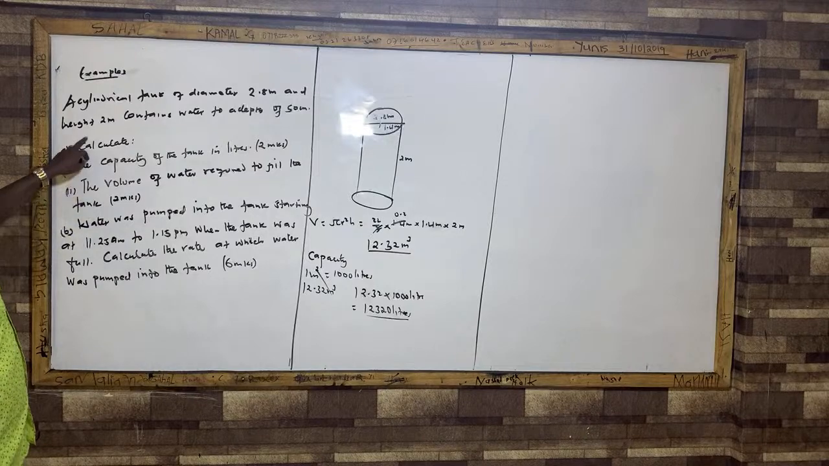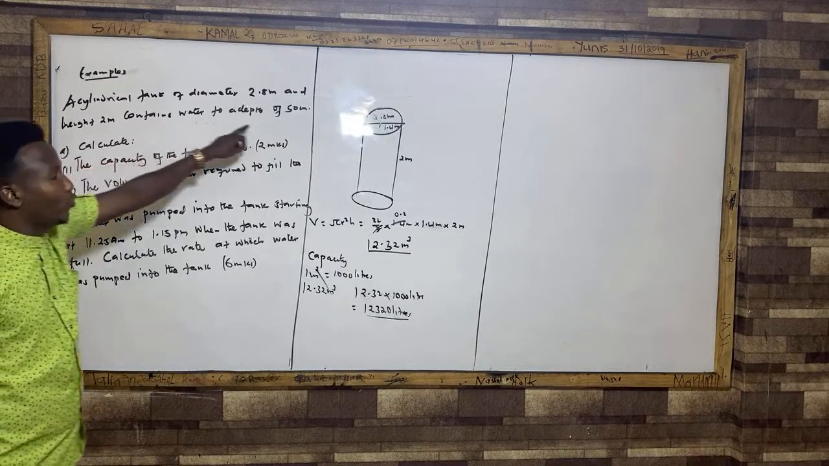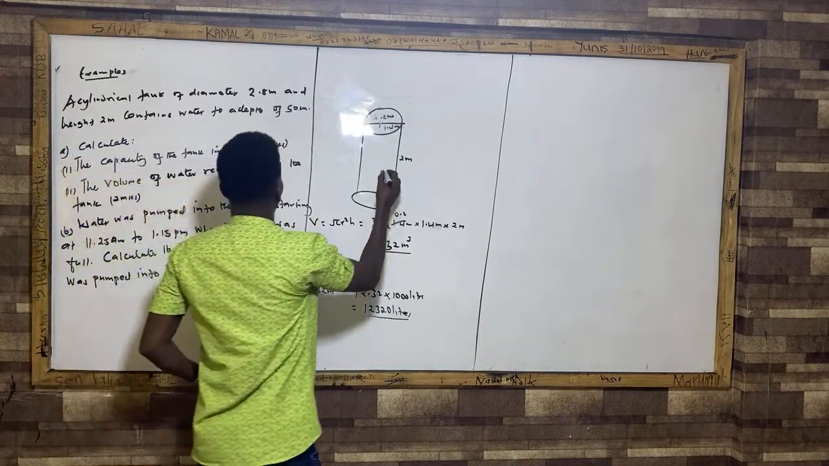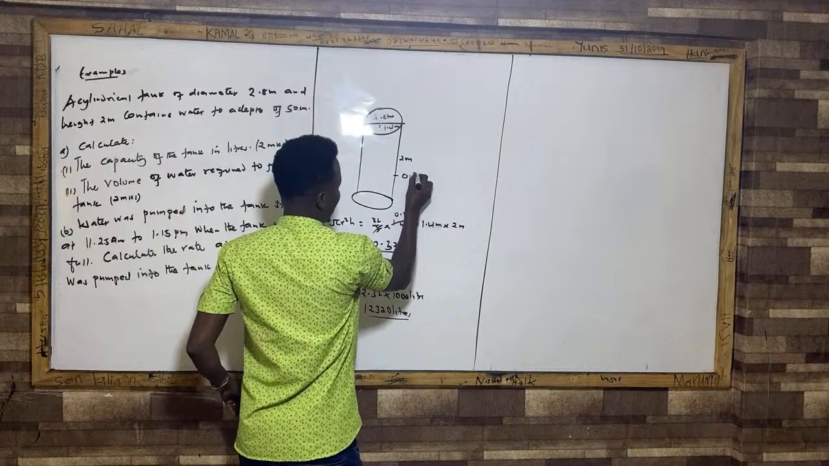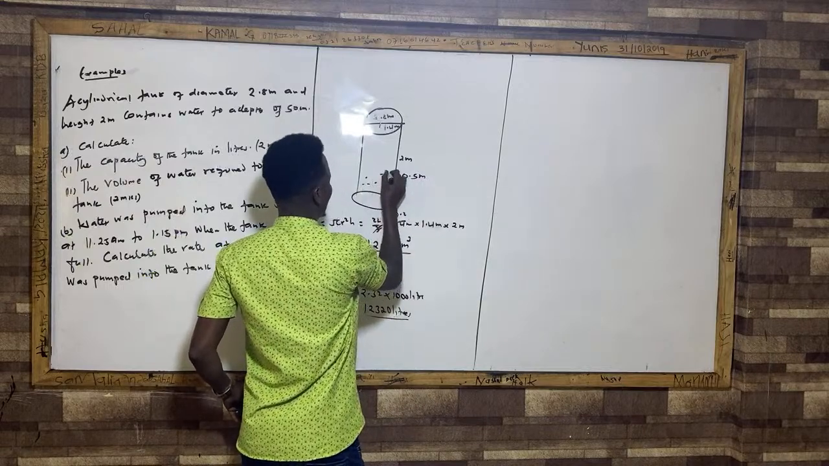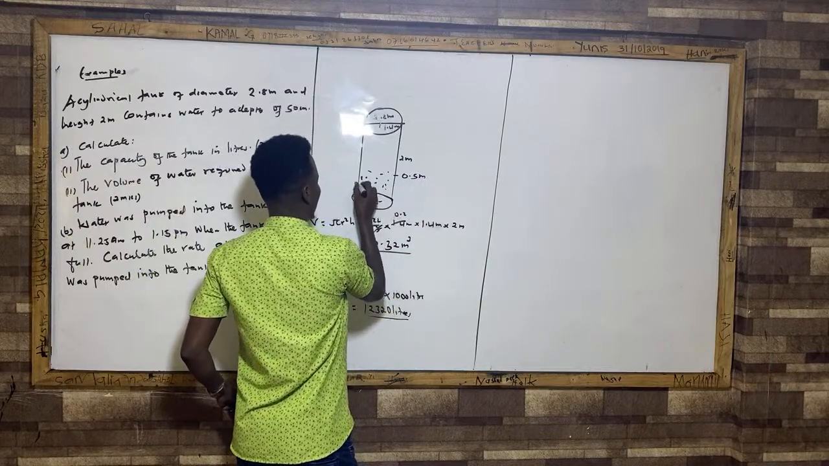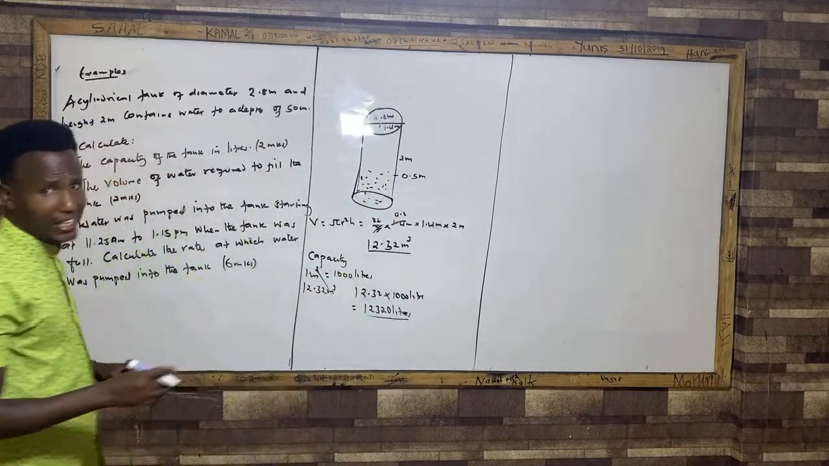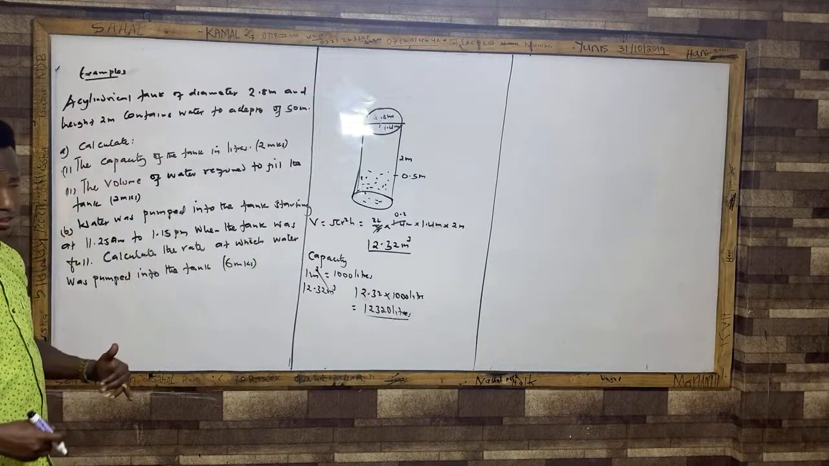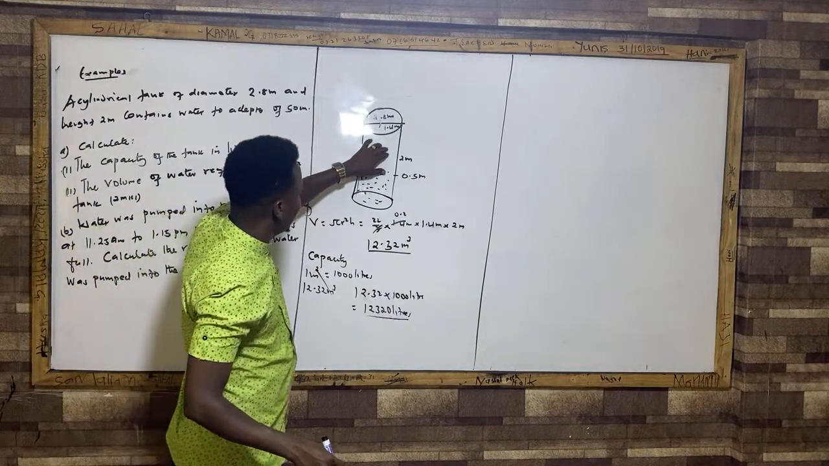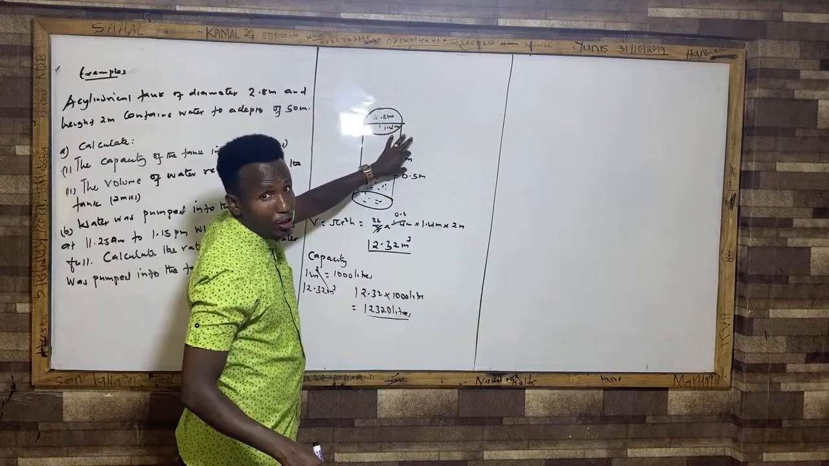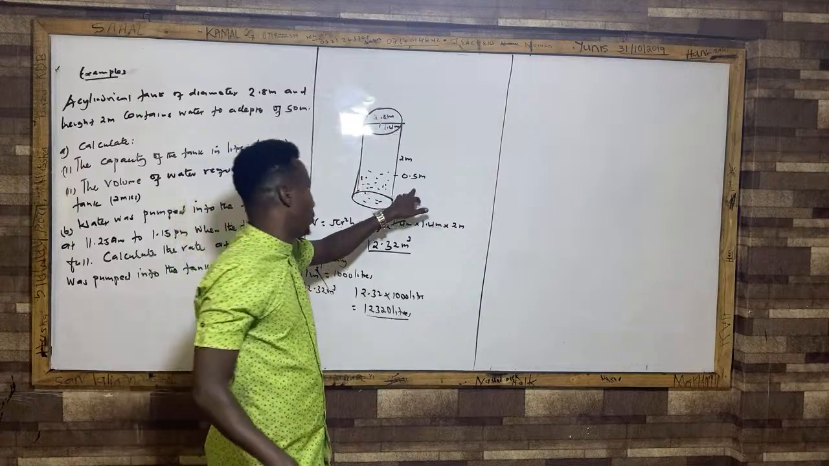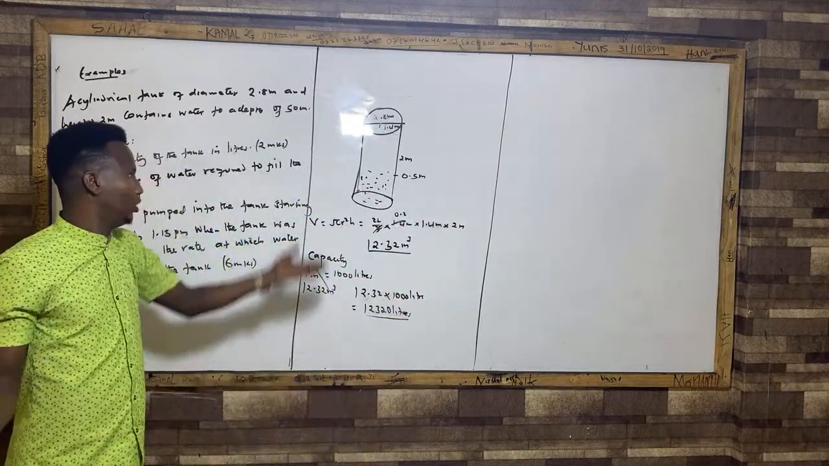Then the volume of water required to fill the tank. Remember, the depth of water is 0.5 meters, okay? If you want to get the volume left, the height left is what? If the total height is 2 meters and the height of water in the tank is 0.5, you can get the height left, which is 1.5.